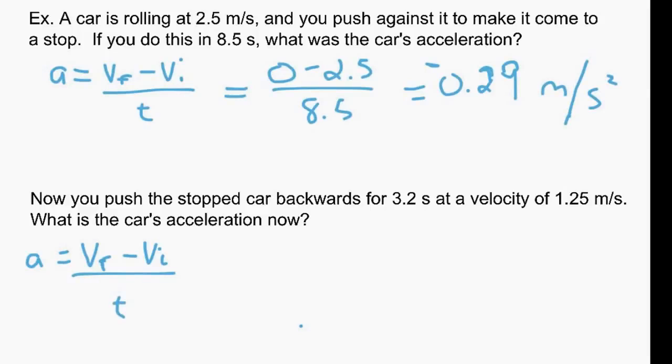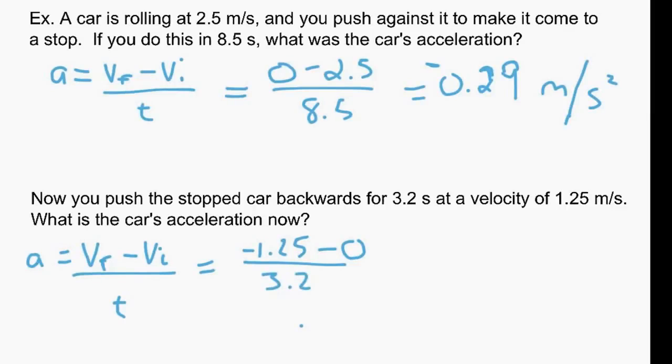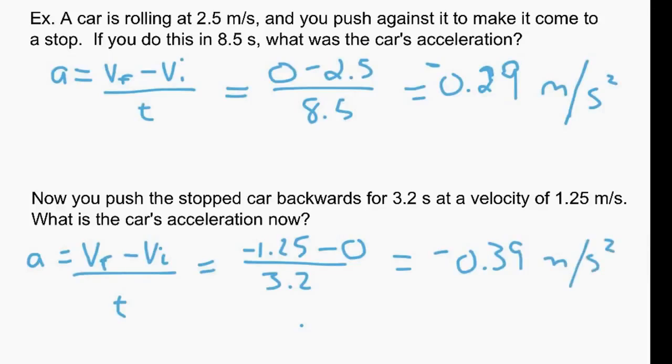So you have to be careful with this one, our final is still negative because we're going in the opposite direction. We're going backwards. So you have to put that velocity in as negative 1.25. Our initial was 0, so we don't have to worry about that. And our time is still 3.2. Okay? So when we do that on the calculator, we get negative 1.25 divided by 3.2 is negative 0.39. And we want 2 sig digs, or 3. We want the least, so we want 2. So negative 0.39 meters per second squared.